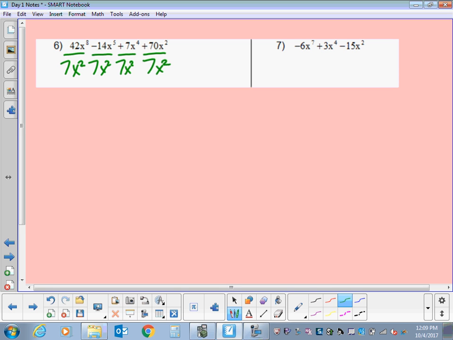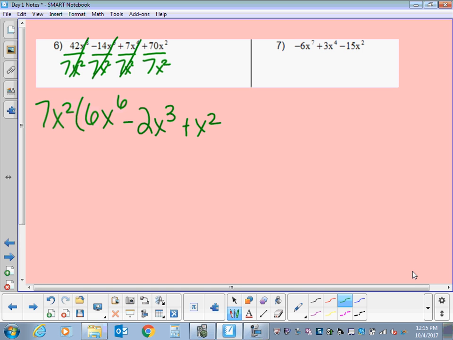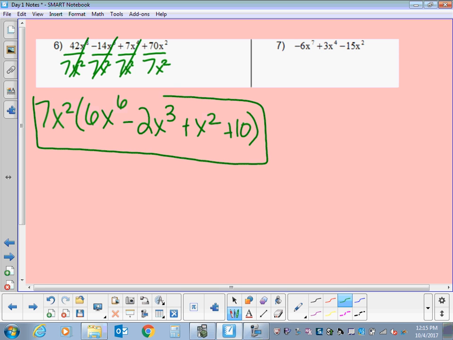All right, work on this. What do we have here? 7x squared. What's inside? 6 and 6x to the 6th. That's the first one. Minus 2x up there. Plus x. Plus 10. My board is off again. You guys have the next one?